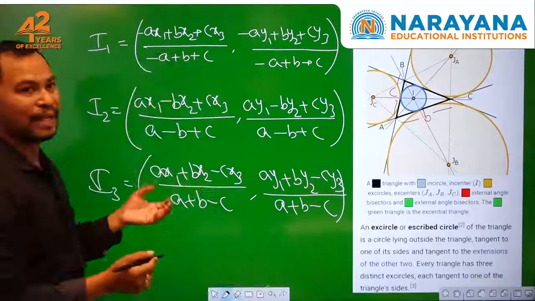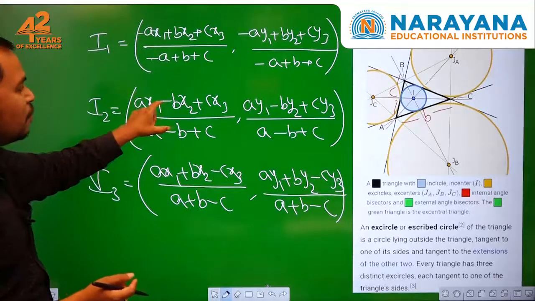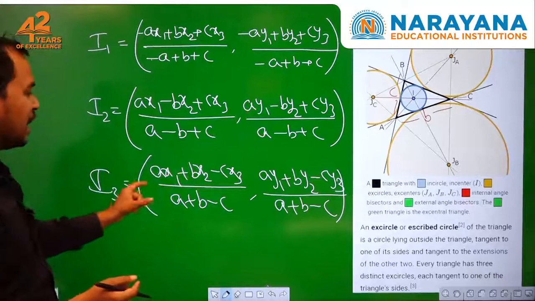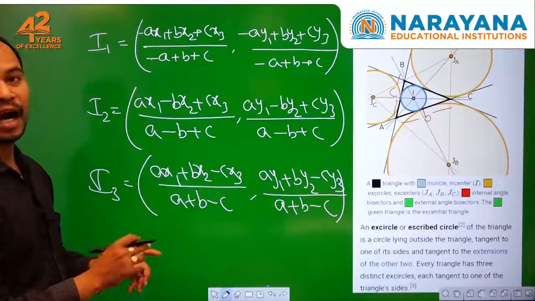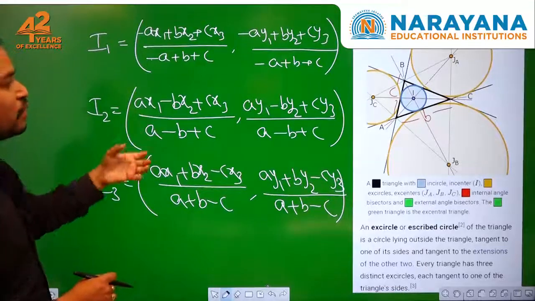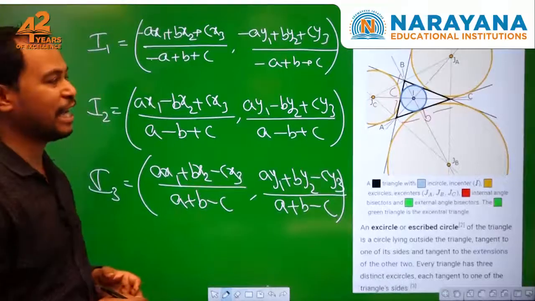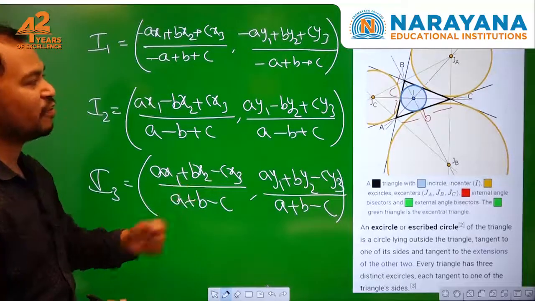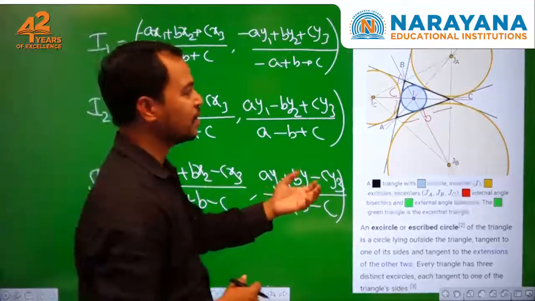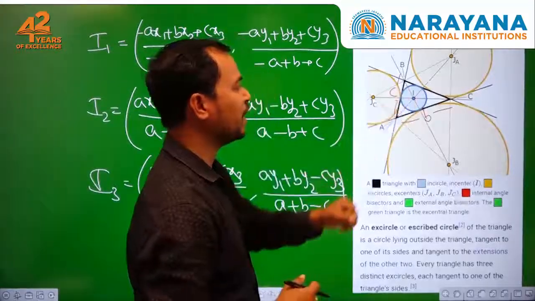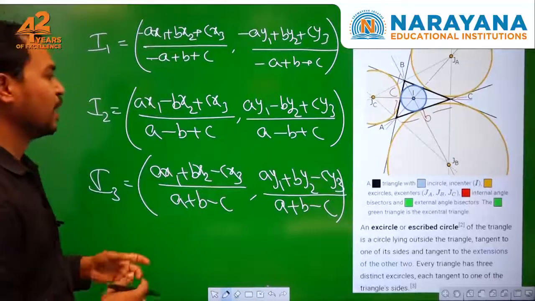I think you can remember this easily. For I1 there will be a minus for a, for I2 there will be a minus for b, and for I3 there will be a minus for c. In the incenter I, all three are positive. So by using these formulas we can find the excenters opposite to A, B, C. What is the excenter once again? The excenter is the point of concurrence of one internal angular bisector and two external angular bisectors.